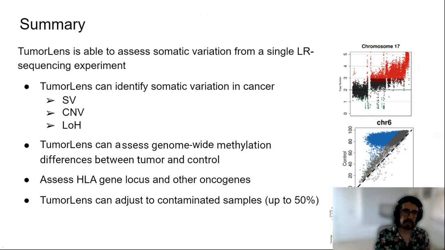So to summarize, TumorLens is able to assess somatic variation from single long-read sequencing experiments. We identify variation in cancer such as structural variants, copy number variation, loss of heterozygosity, and HLA typing. TumorLens is able to assess genome-wide methylation differences between tumor and controls, and we can also assess specific genes if the user is interested. We assess the HLA gene locus and other oncogenes, and we can adjust for contaminated samples up to 50% tumor content.